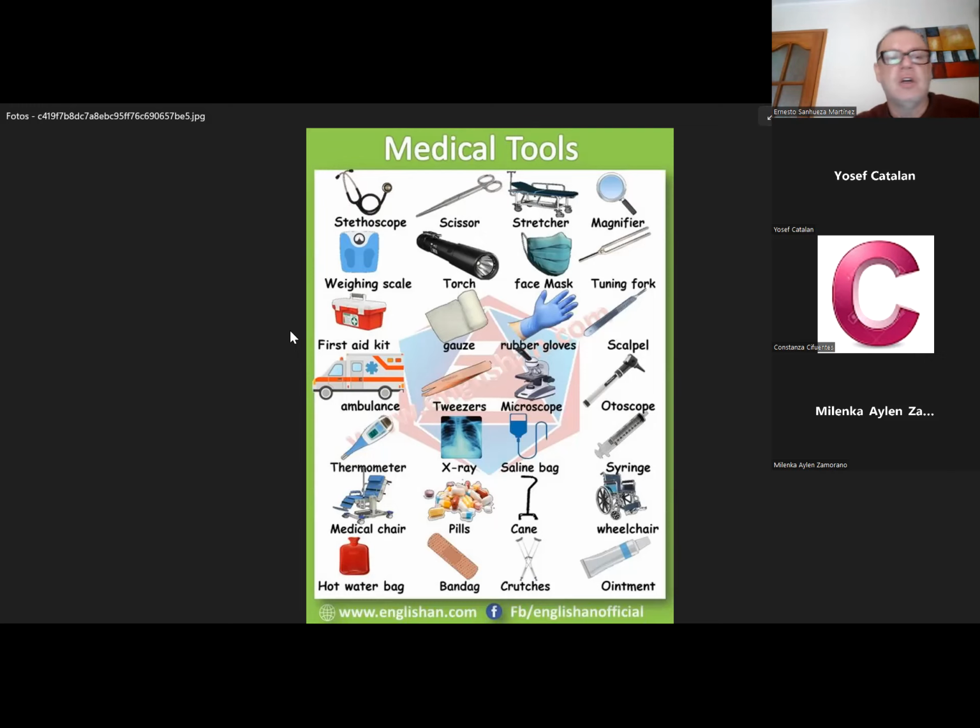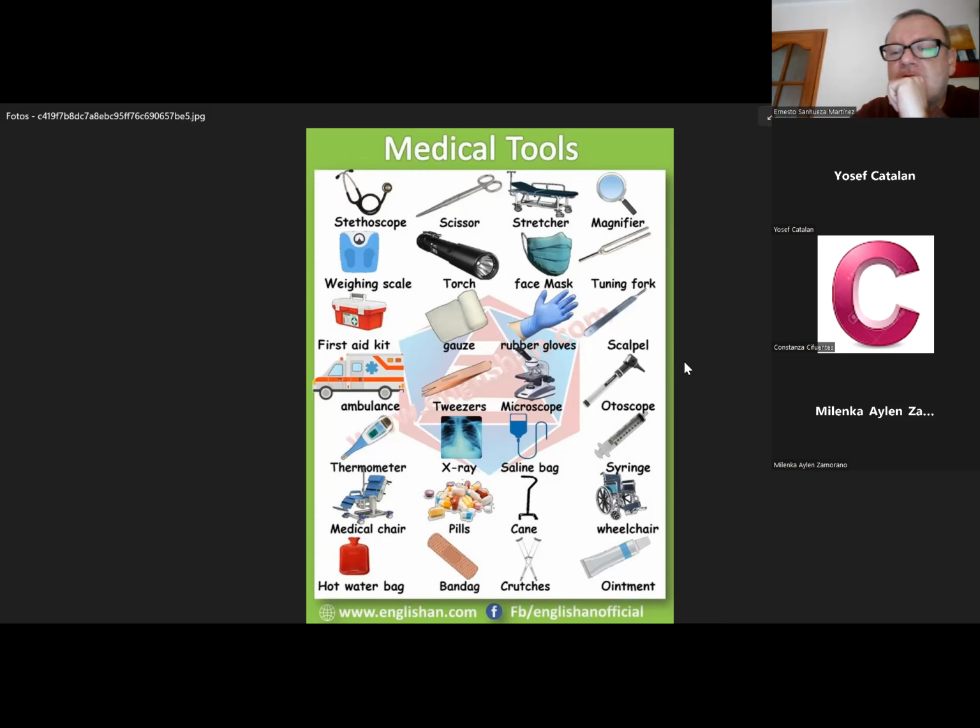Yeah, for stopping the spread of viruses and germs. For stopping the spread of viruses and germs, you use a mask. I don't know what this is. A tuning fork.